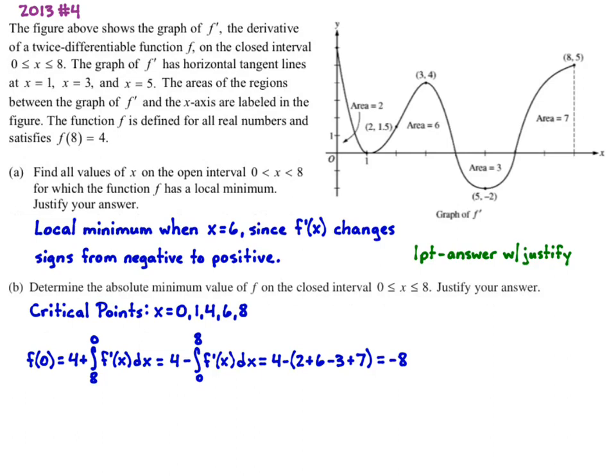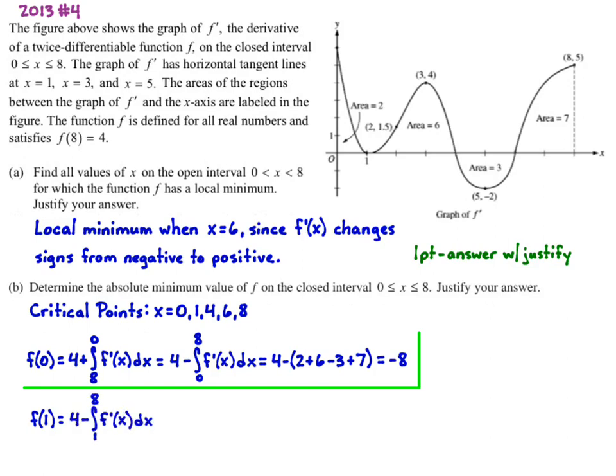We're going to do the same thing at all our critical points. So f of 1 is going to be 4 plus the integral from 8 to 1 of f prime. But notice I already flipped it here, so I said 4 minus the integral from 1 to 8. And so now we're going 4 minus, only going from 1 to 8 here. So it's going to be 6 minus 3 plus 7. Simplifying that, we get negative 6.